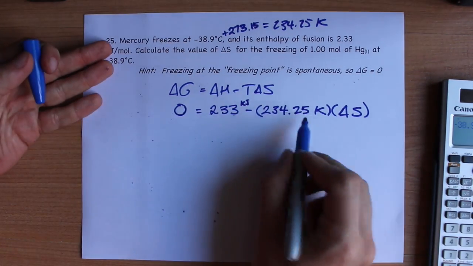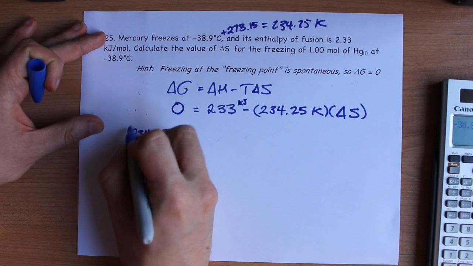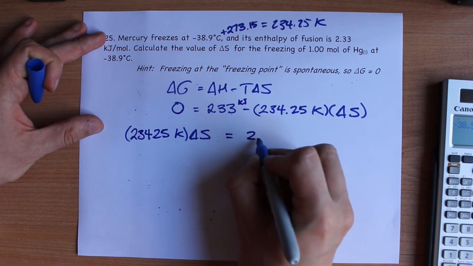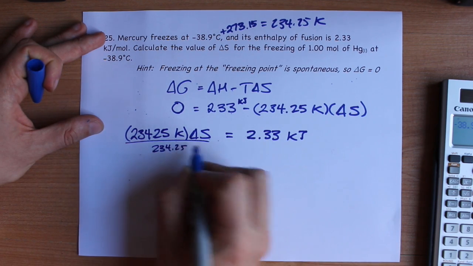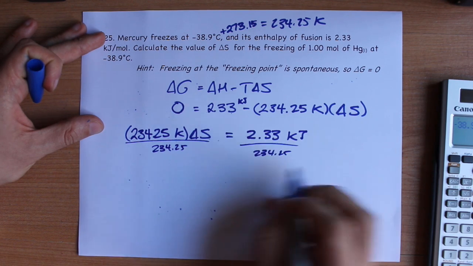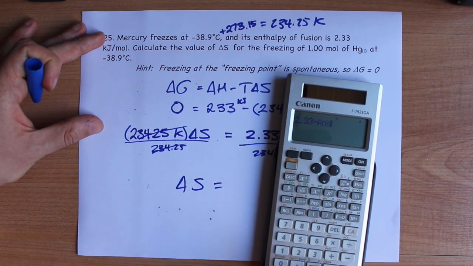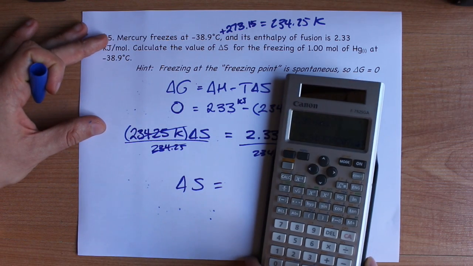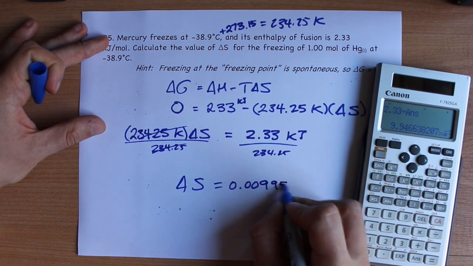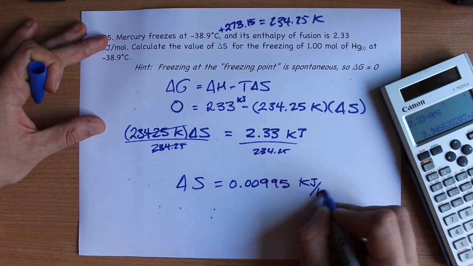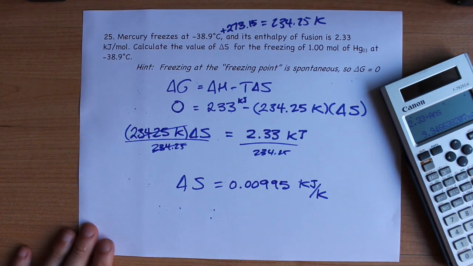All right, I'm going to move this stuff to the other side just like I did in the other problem. I've got 234.25 Kelvin times delta S equals 2.33 kilojoules, and I'll divide both sides by this number, 234.25, in order to solve for delta S. 2.33 divided by that number gives me 9.95 times 10 to the minus 3, 9.95 kilojoules per Kelvin. It's technically kilojoules per mole Kelvin because I was given a single mole here.